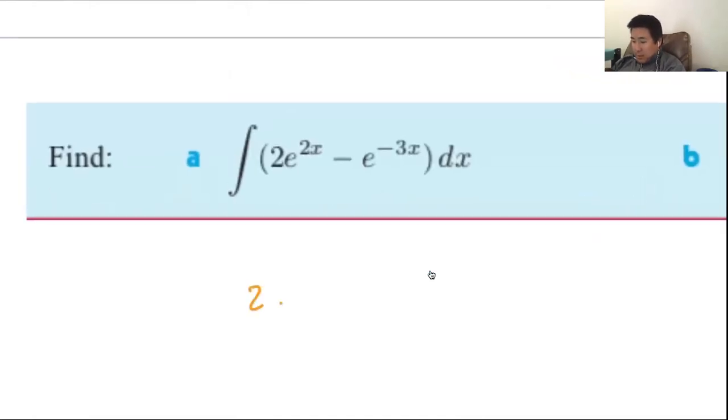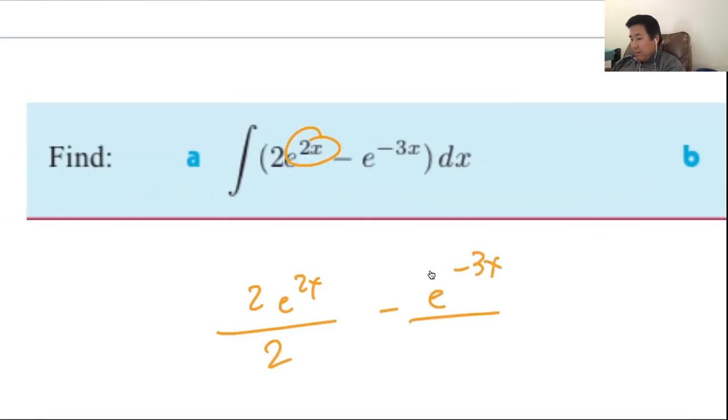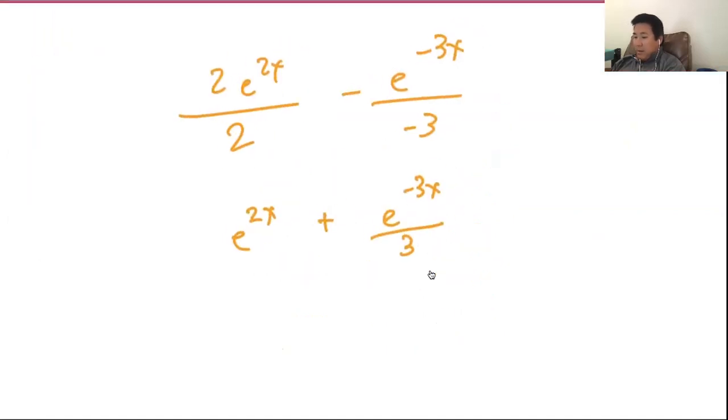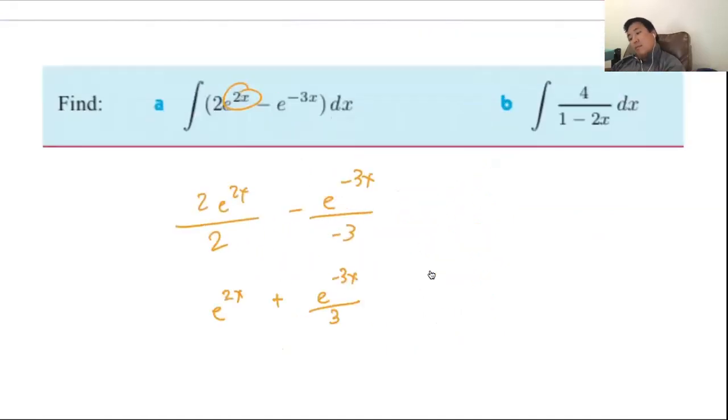This is 2 e to the 2x over the derivative of the exponent, which is 2. And this is negative e to the negative 3x divided by the derivative of the exponent, which is negative 3. So this is e to the 2x plus e to the negative 3x over 3. You can clean that up and bring the negative 3x to the bottom.